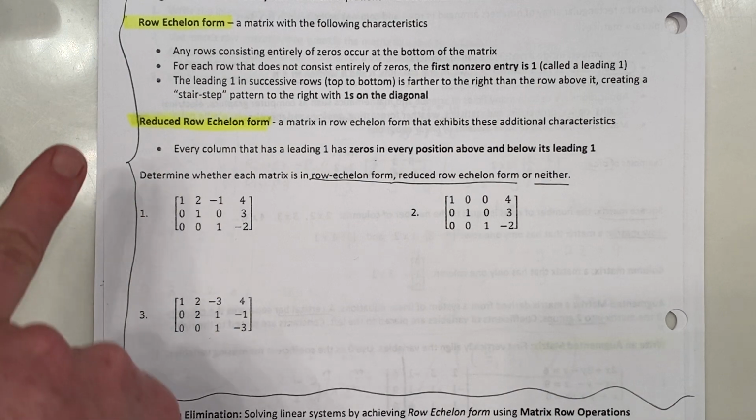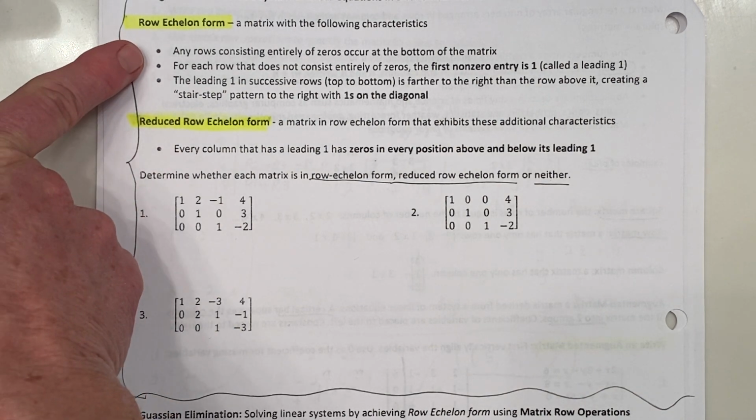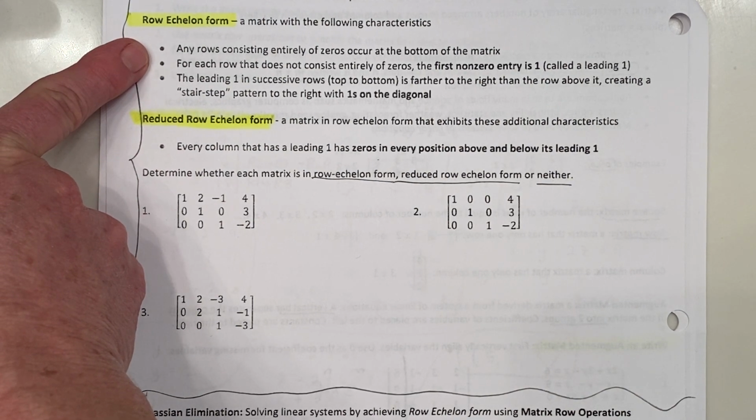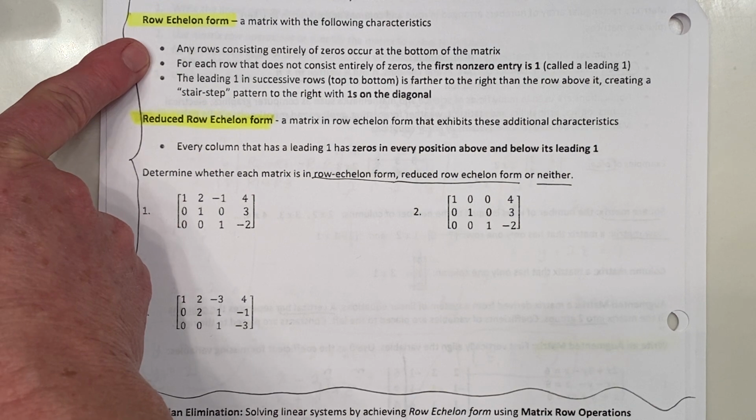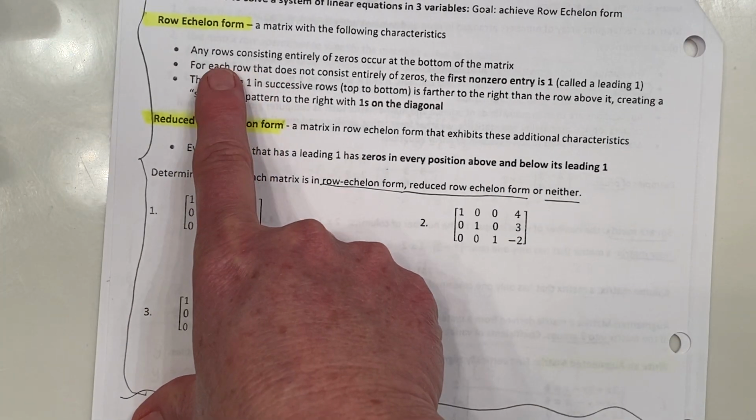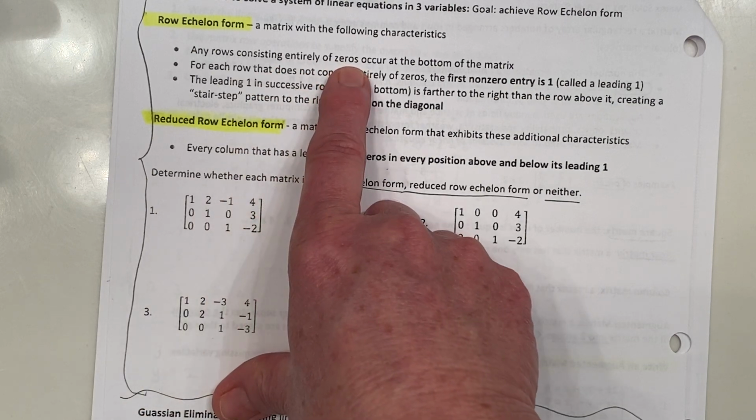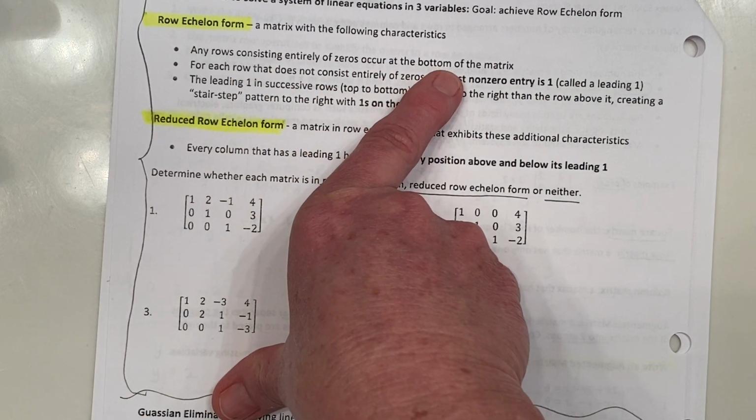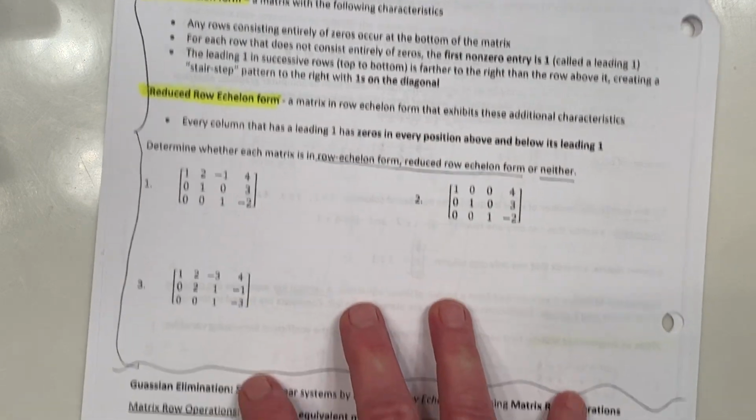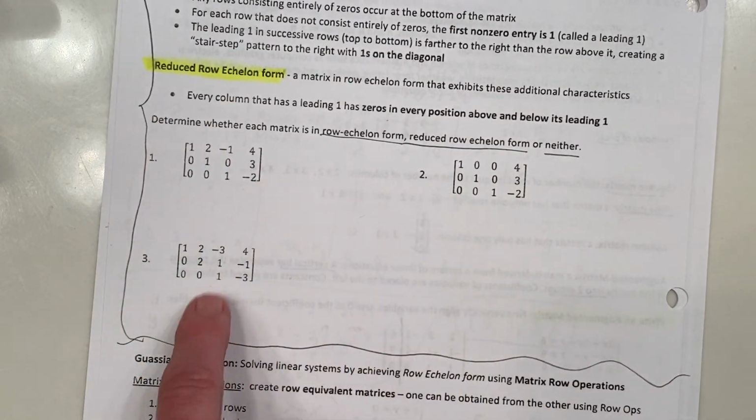All right, if we're going to use Gaussian elimination to solve a linear system, we are going to want to put a matrix in row echelon form if it's not already. So the first thing is, a matrix that has any row consisting of entirely zeros, is that row occurring at the bottom of the matrix? So let's just go through and look at these 3 examples.